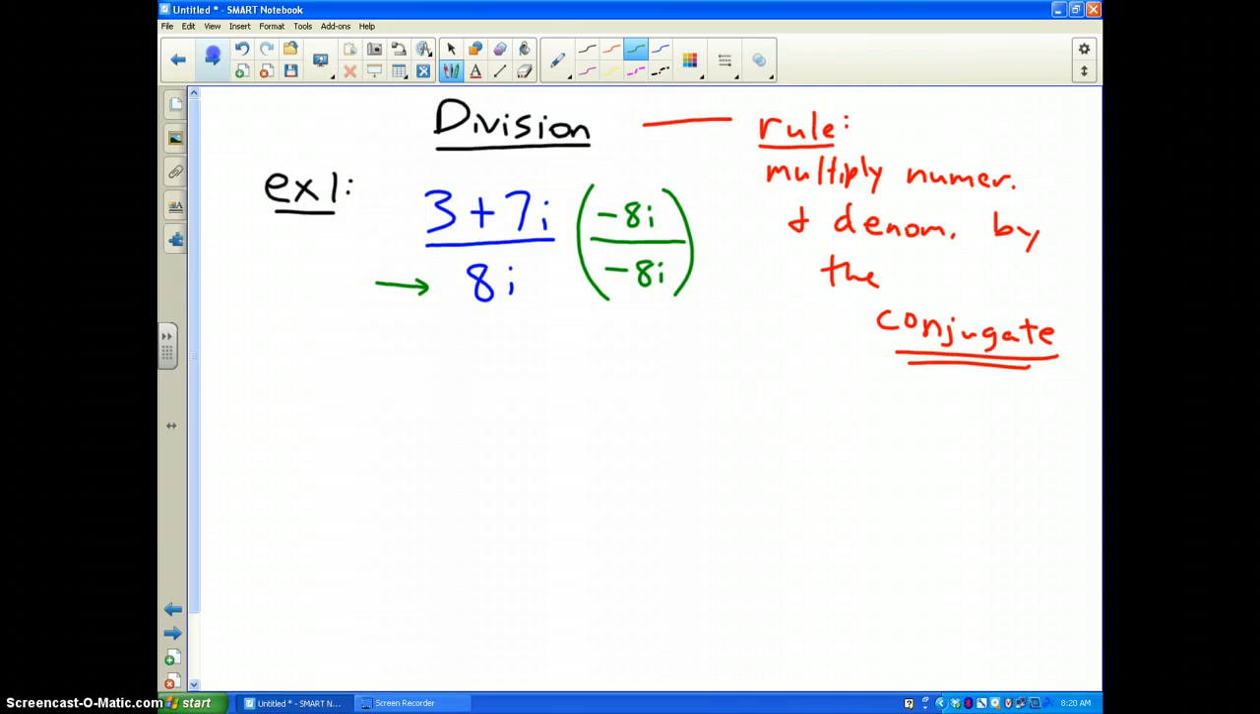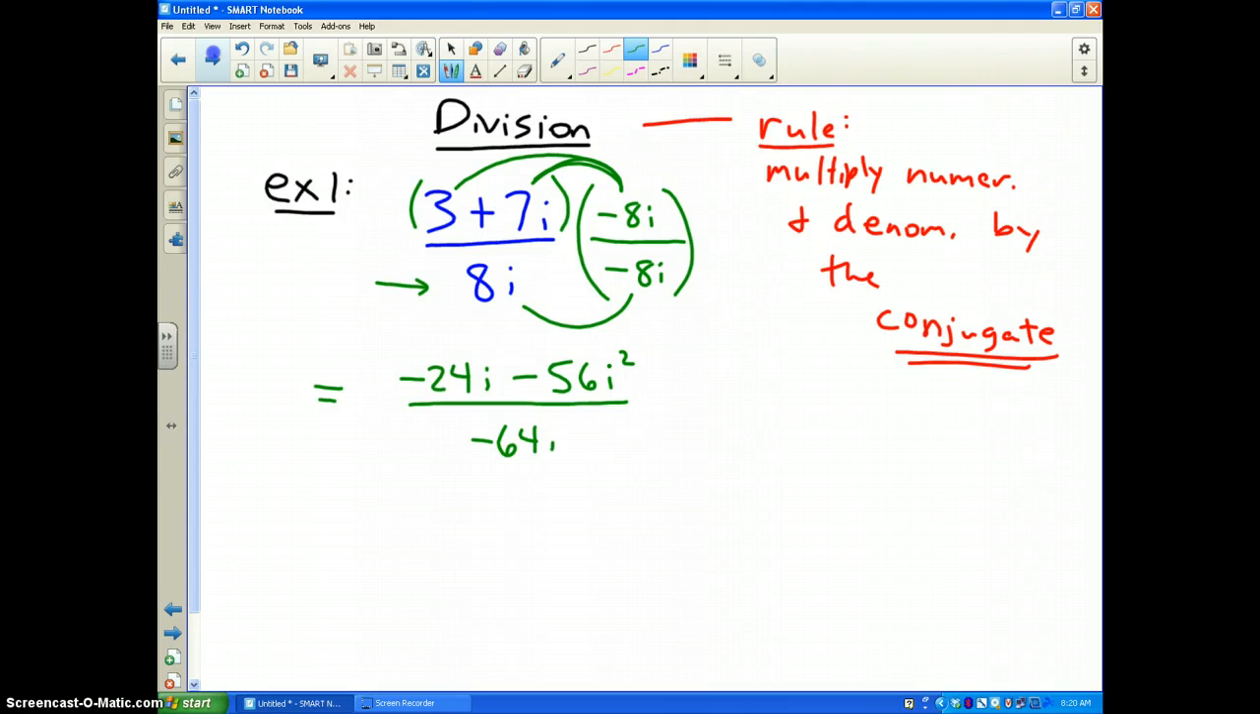Now if I do that, I'm going to put the top in parentheses and distribute. Negative 8i times 3 would be negative 24i, and negative 8i times positive 7i would be negative 56i squared. In my denominator, negative 8i times positive 8i is negative 64i squared.